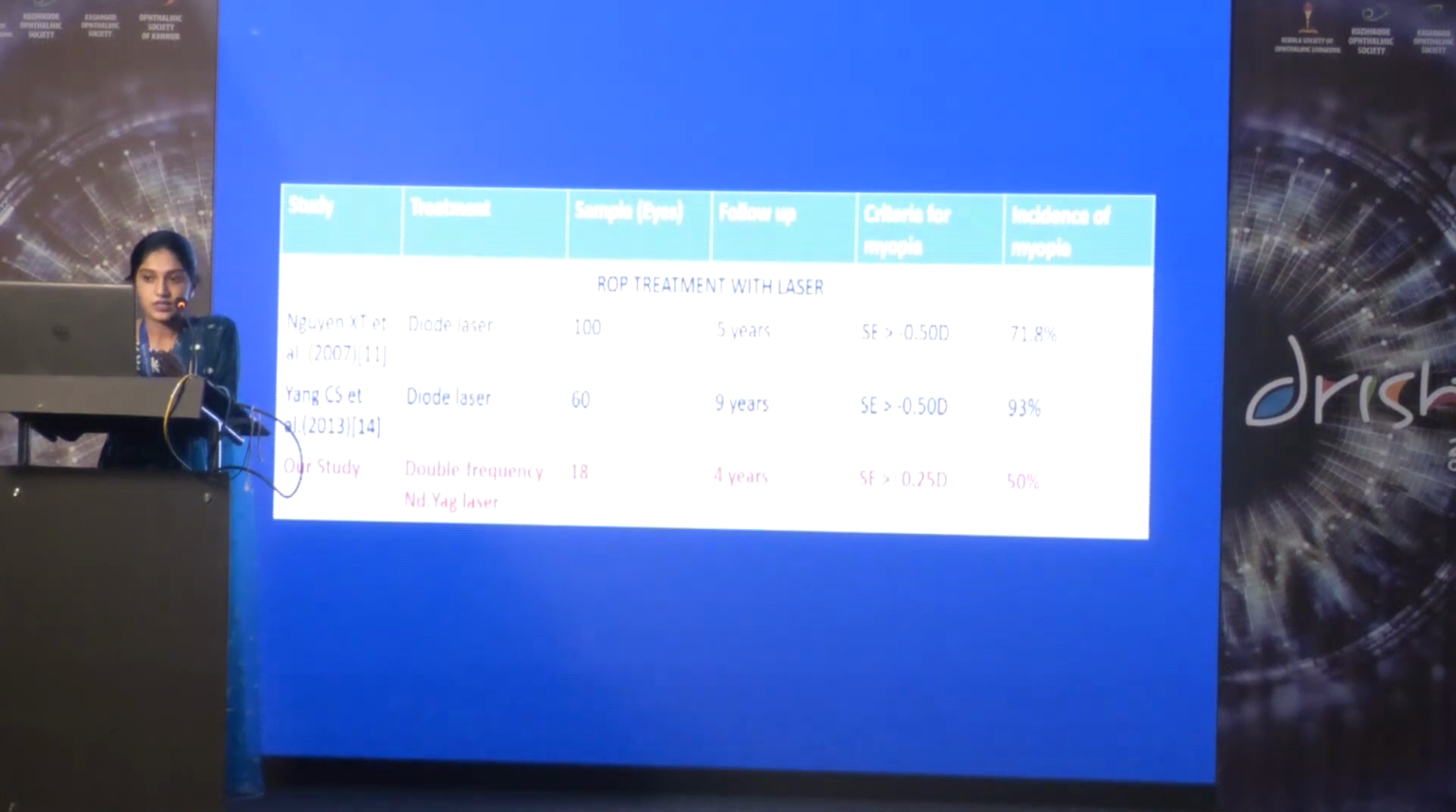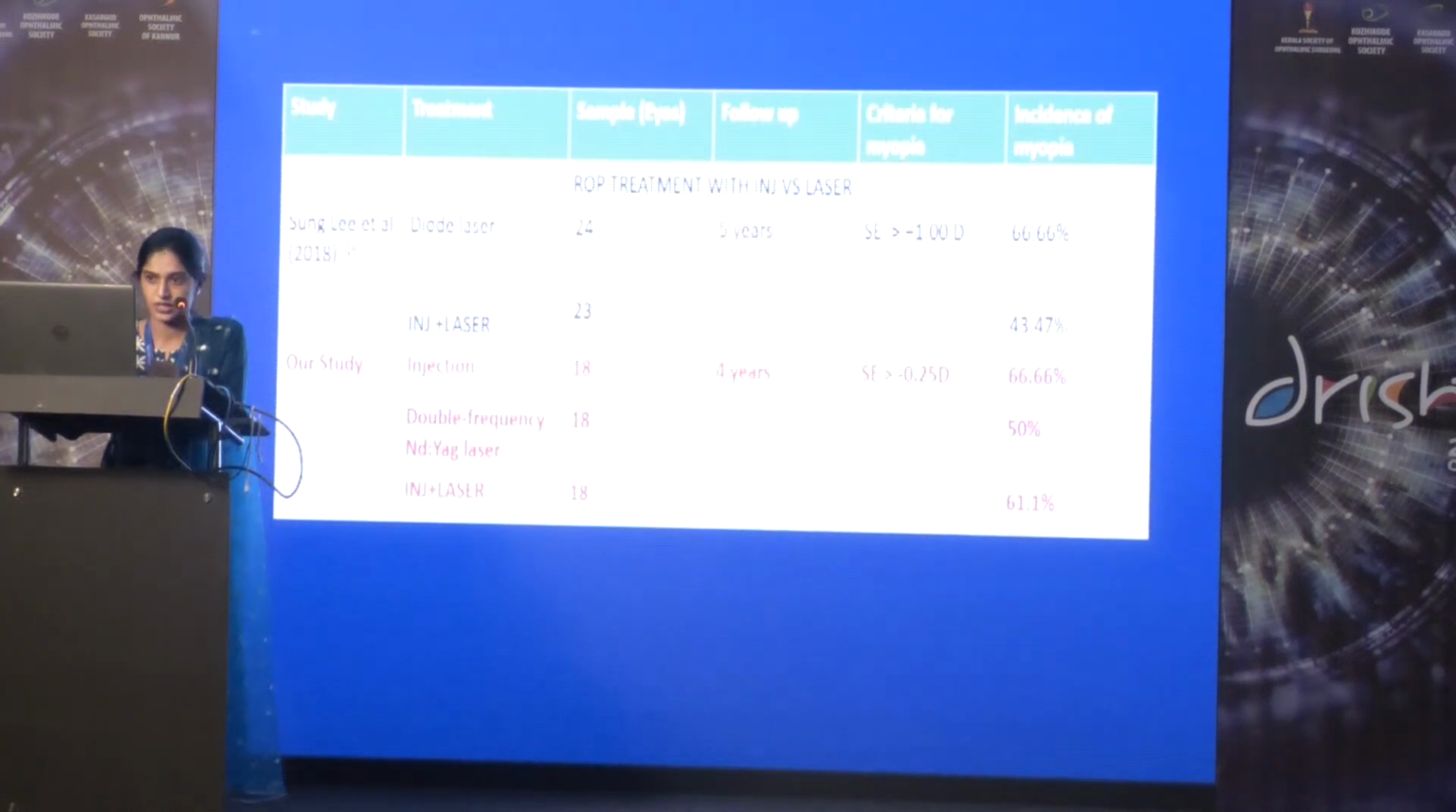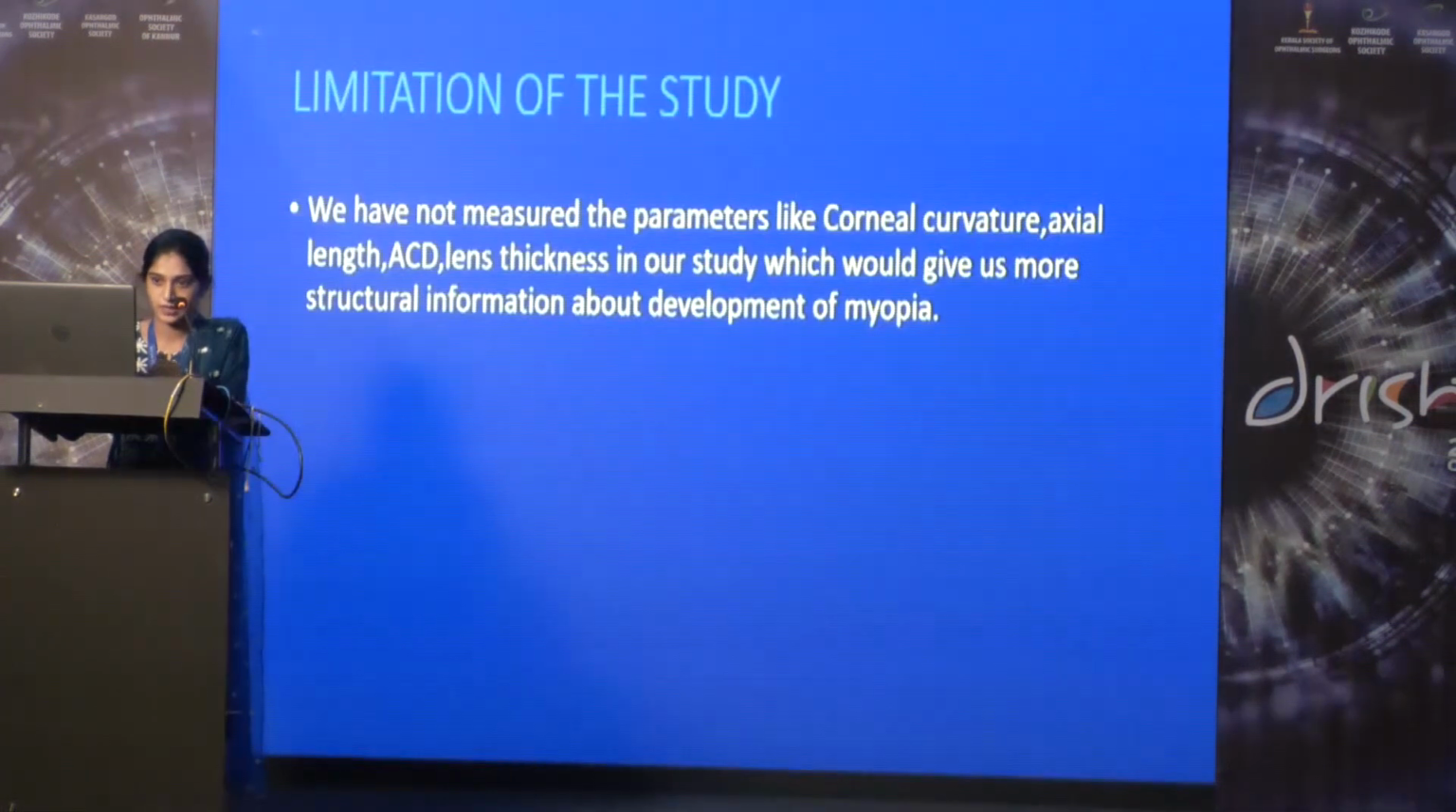When we compared the infants treated with laser, there was a higher incidence of myopia in the other groups when compared to the other study. This can be due to the diode laser used in their study and the double frequency Nd:YAG laser used in our study. Also in the combined group, there was a comparative result, but the incidence of myopia was more in the injection group in our study.